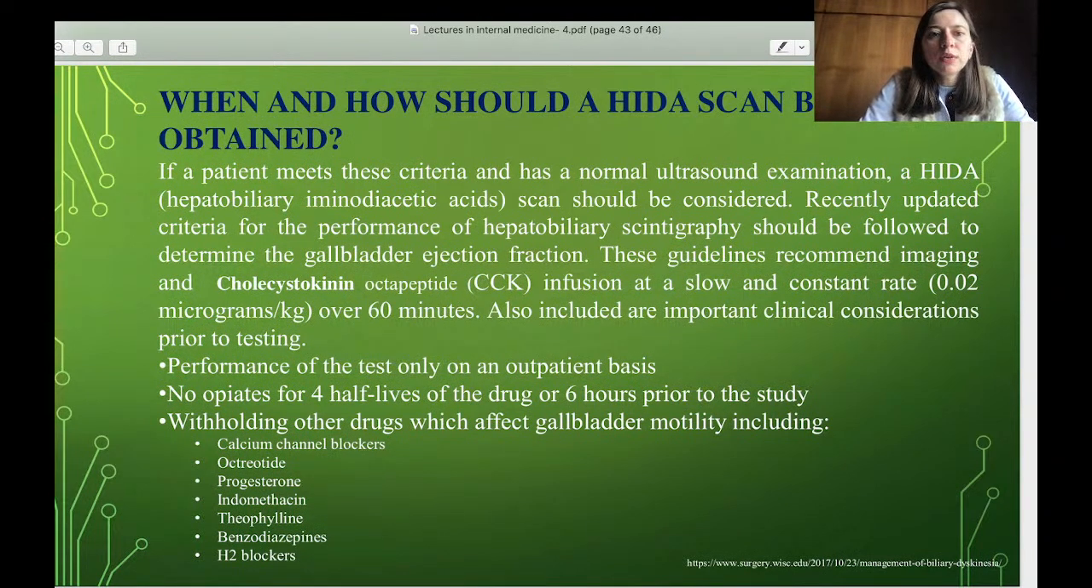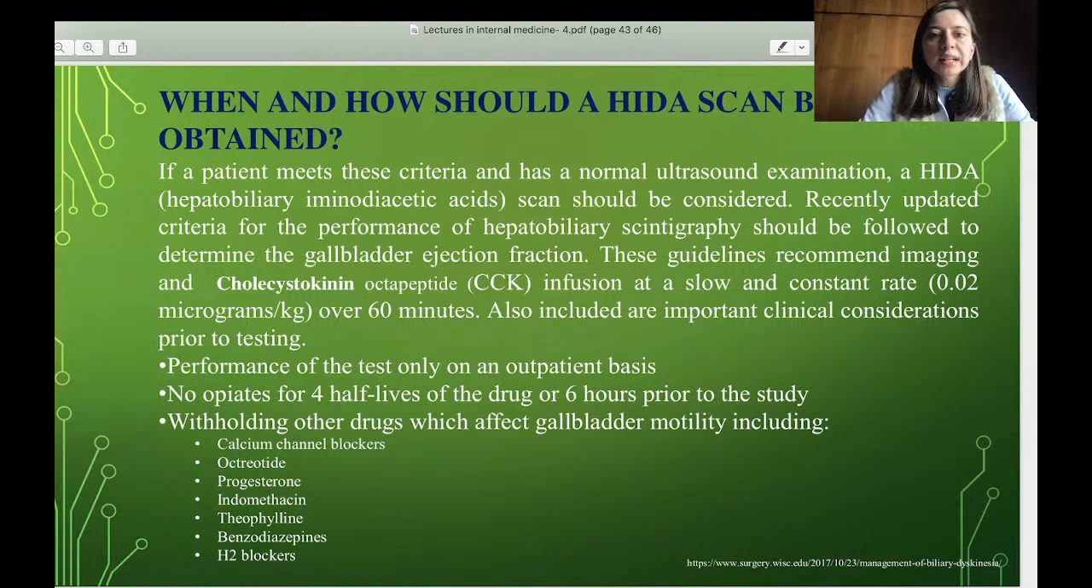If a patient meets these criteria and has a normal ultrasound examination, a hepatobiliary iminodiacetic acid scan should be considered. Recently updated criteria for the performance of hepatobiliary scintigraphy should be followed to determine the gallbladder ejection fraction. These guidelines recommend imaging and cholecystokinin octapeptide infusion at a slow and constant rate over 60 minutes.